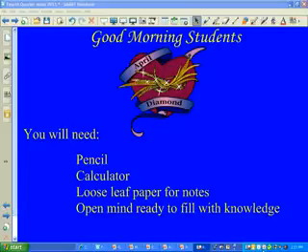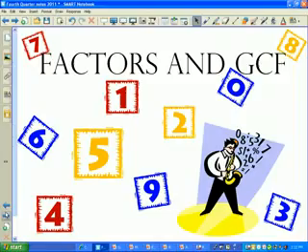So we didn't have any homework the night before. What we're going to need for today is pencil, calculator, loose leaf paper for notes, and also an open mind ready to fill with knowledge. Very deep, but we definitely need some knowledge today. So we're going to get started.